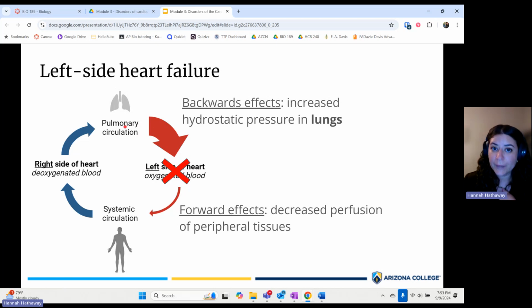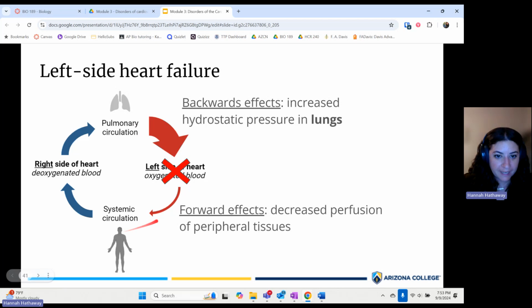So we're going to get edema where? In the lungs. So our backwards effects of left side heart failure are going to be due to fluid stuck in the lungs. So what kind of stuff do you think that's going to be? Fluid in the lungs. You're going to have coughing. You're going to have difficulty breathing. See how we can logic our way.